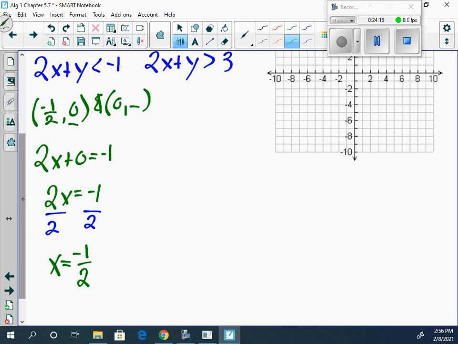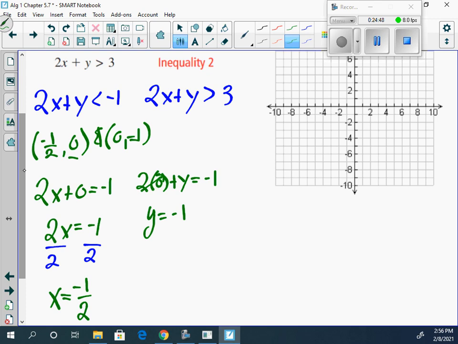So now we need to find the other. So this time we're going to plug 0 in for x instead of for y. So we'd have 2 times 0 plus y is equal to -1. Well, 2 times 0 is 0, it tells us y is equal to -1, and that's it. Questions on this here? So what are our points? So 0, -1, and -1/2, 0.